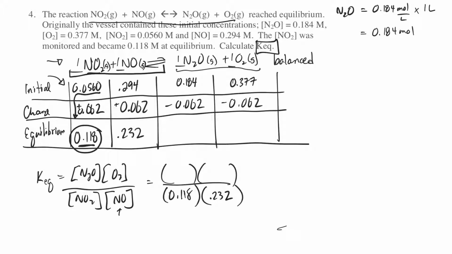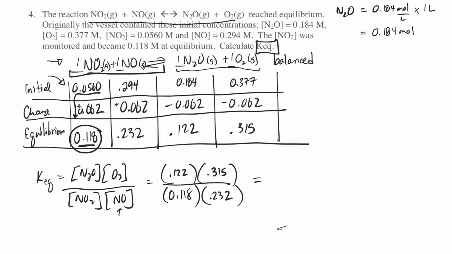And then 0.184 minus 0.062, 0.122, and lastly 0.377 minus 0.062, 0.315. So N2O is right here, 0.122, and at equilibrium oxygen is at 0.315.